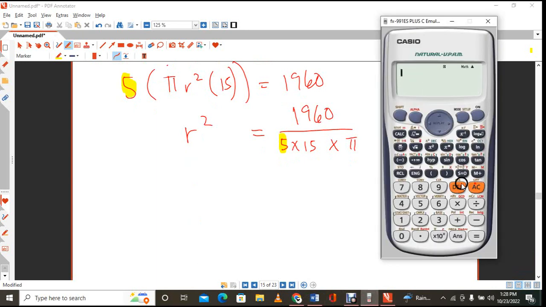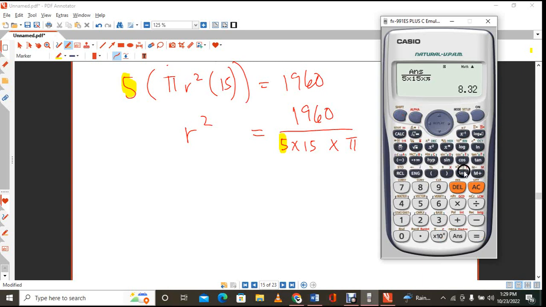So again, I'll use my answer, which is still what I have, 1960. I'm going to divide that answer by 5 times 15 times pi. Okay, I made a small mistake there. So 5 times 15 times shift pi. Good. Right, so I get something like that. Okay, 8.32. So you get 8.32.